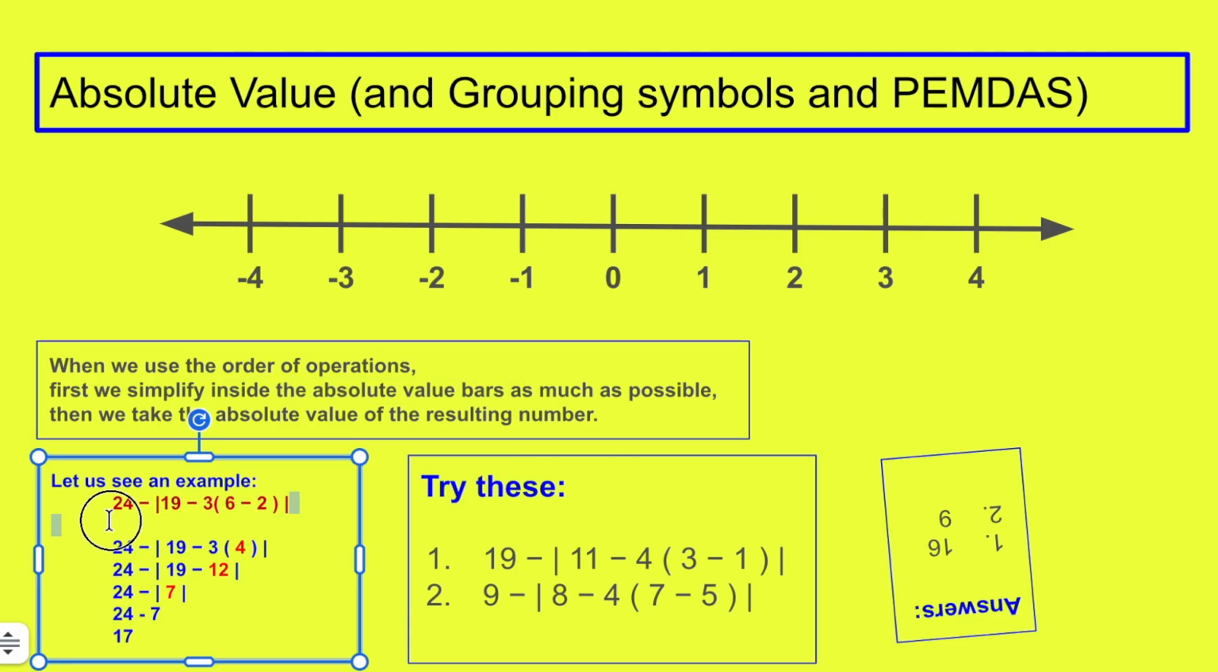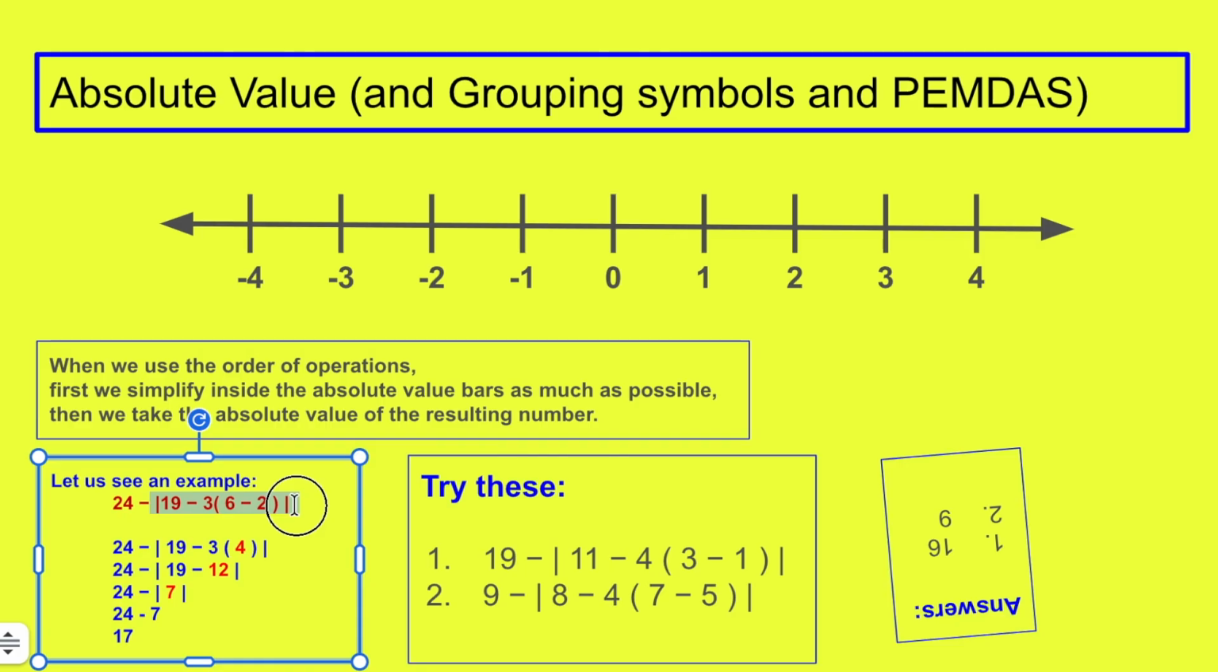See this: 24 minus absolute value of 19 minus 3 times 6 minus 2 is the expression we have to evaluate. So what we should do is, first, evaluate this expression. 24 remains as it is till the end. Till you bring this to a single number, 24 remains the same. So first we have to evaluate this expression.